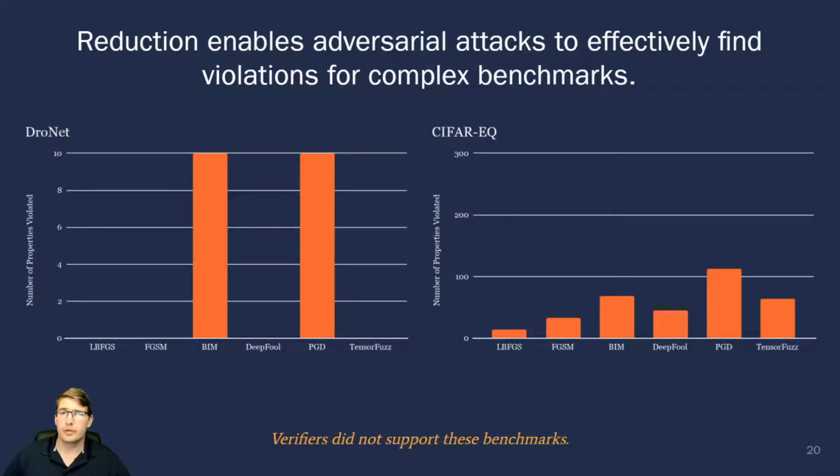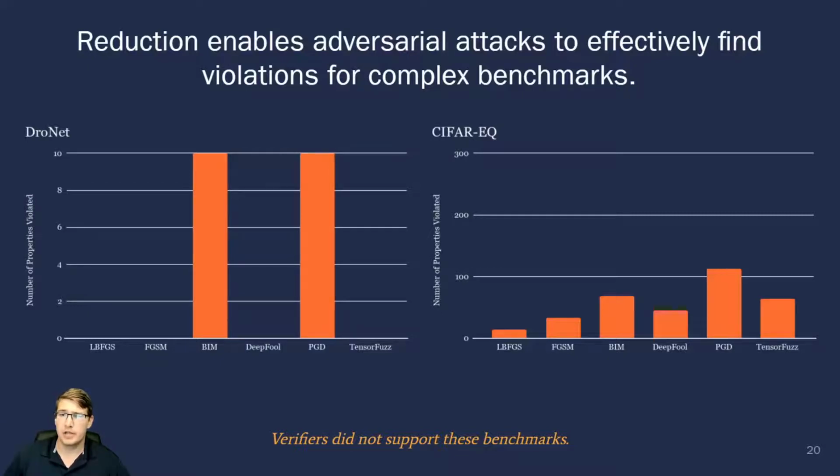We also evaluated our reduction using several popular adversarial attacks, as well as a fuzzing tool, comparing the effectiveness and efficiency to several verifiers. We demonstrate how our approach enables the application of falsifiers to the Drawdown verification benchmark, which contains properties similar to the one we described earlier, as well as the Safari EQ benchmark, which consists of properties that assert equivalence between pairs of DNNs trained on the CIFAR 10 dataset.